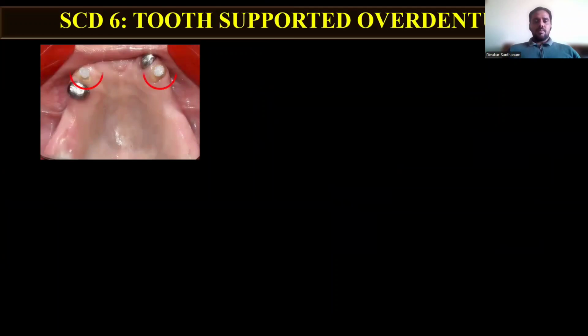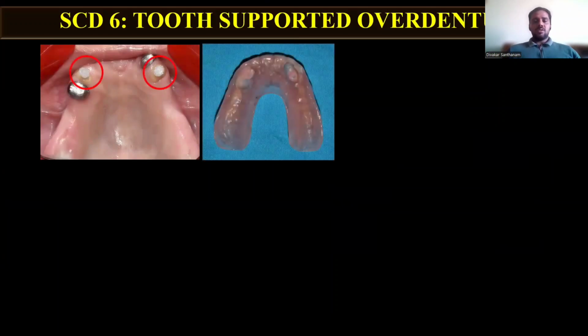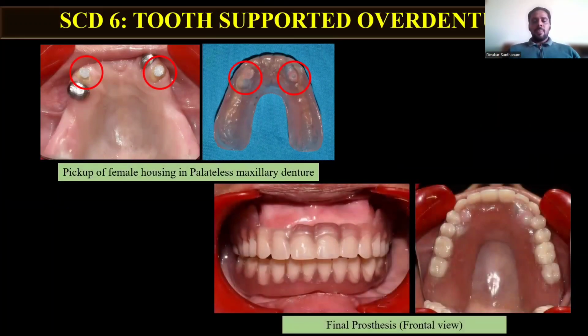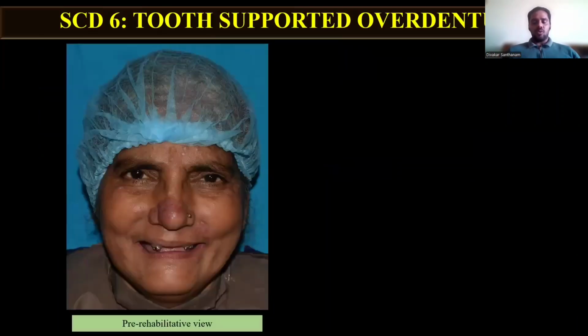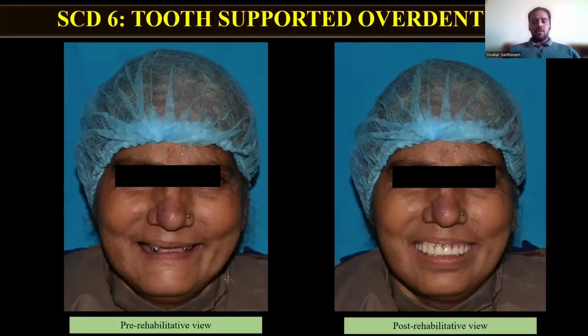To make the overdenture attachments, we placed the female component on top of the O-ring intraorally and picked it up in the final denture with the help of self-cure acrylic resin. This is the final rehabilitative view, where we can see there is no anterior flange and the palate has been removed. This is the pre and post rehabilitative view of the patient.